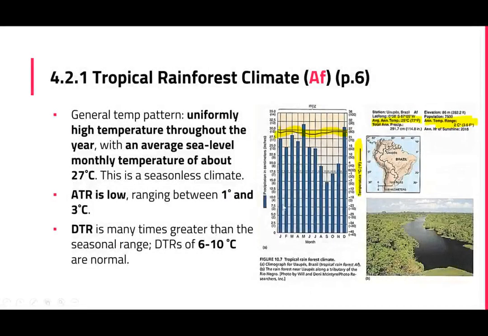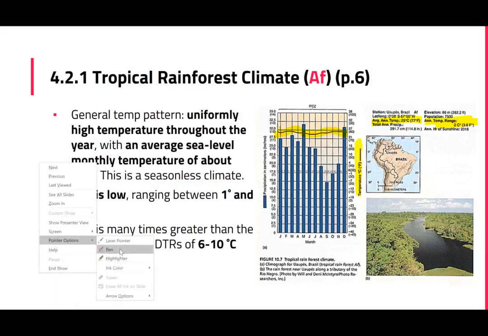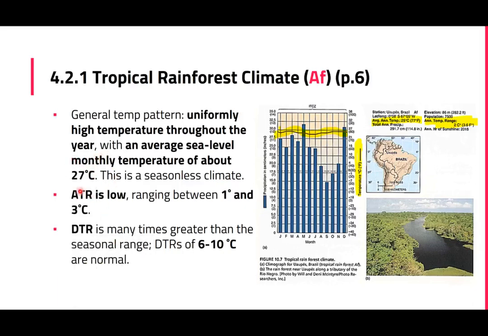Temperature wise, the general temperature pattern is high, and is uniformly high throughout the year, with an average sea level monthly temperature of about 27 degrees. All these figures you need to remember, because eventually when you write essays about AF and all the other types of climate, you need the specific temperature data to help you illustrate your essay. So in terms of AF climate, the general pattern is that temperatures are uniformly high, average temperature around 27 degrees Celsius, and this is a seasonless climate.